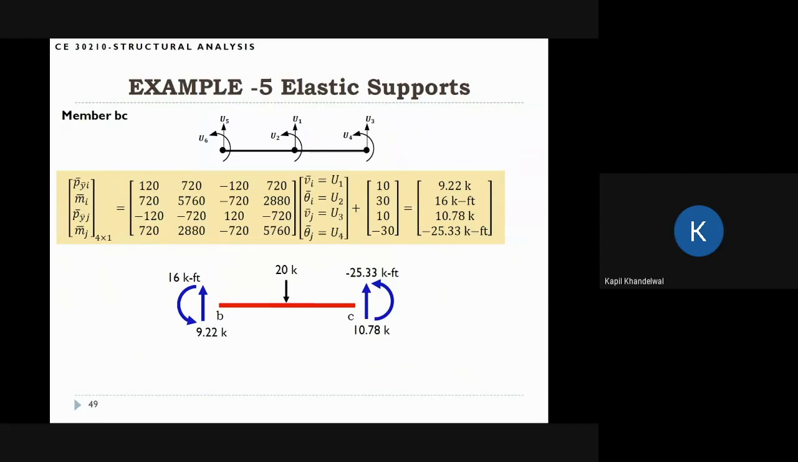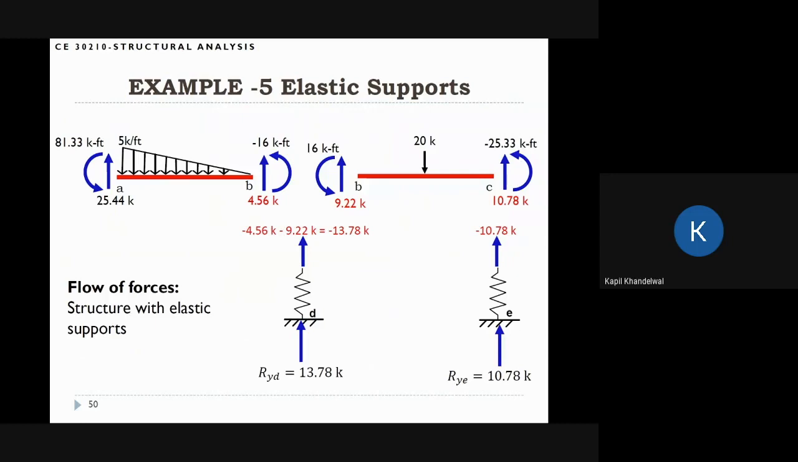And this last slide shows you how the forces are flowing in the system. So you can see that at the end A, these two numbers are the reactions. These are the support reactions here, because these are two places where the structure was supported. Here at the end C, minus 25.33 is the support reaction, because that was the supported degree of freedom in this case.